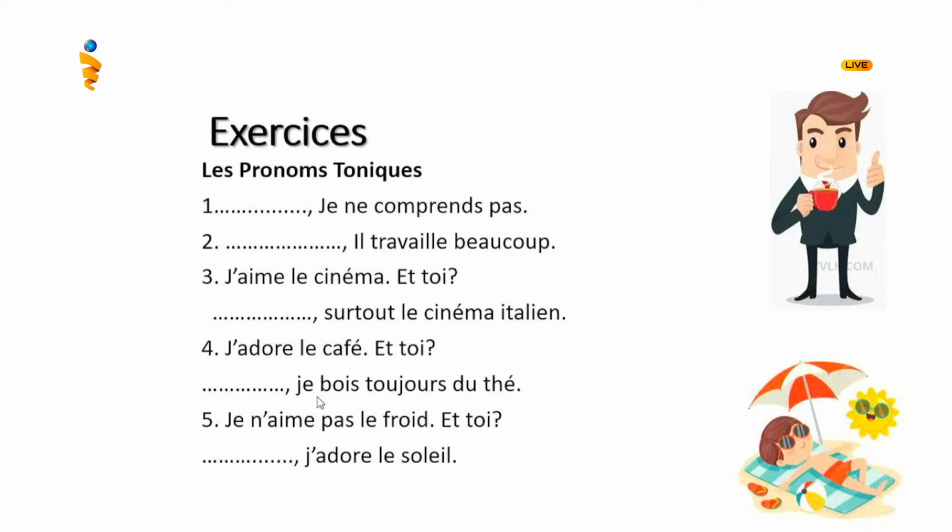Get the fourth one, children. J'adore le café. Et toi? The given answer: Je bois toujours du thé. Now, the answer says, je bois toujours du thé. But the first person says, j'adore le café. So there you have to give a negative answer. So you have to say, moi non, je bois toujours du thé.